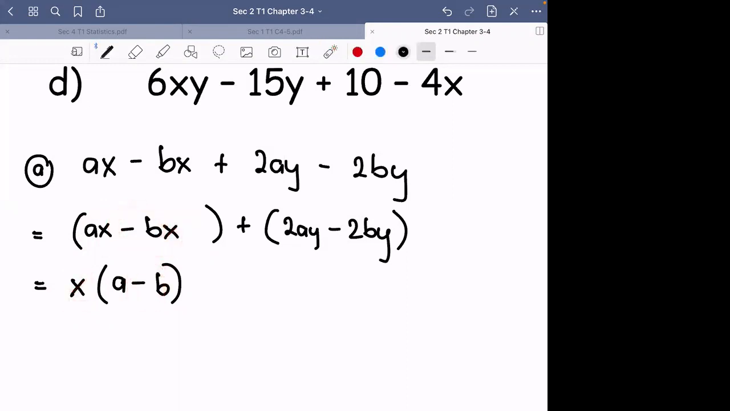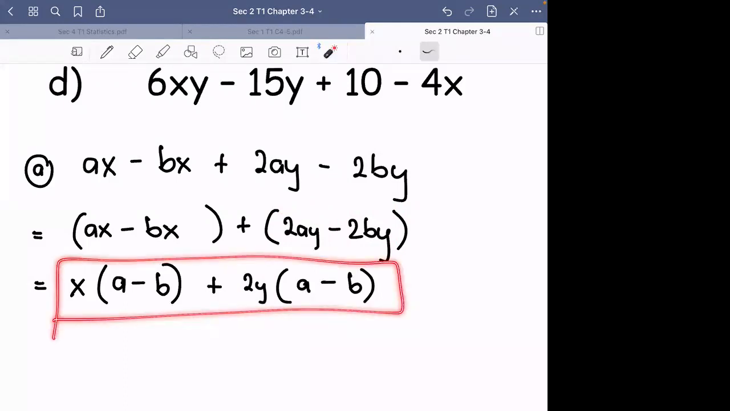That's correct. And then we look now at the second group. We just do the same with the second group. So plus, and look at the second group. What's common between these two terms here? Only y? What about 2? Oh yeah, and 2. So it's 2y, and then a minus b, a minus b again. So we are now here. Look at this one. What's now common between these two terms?